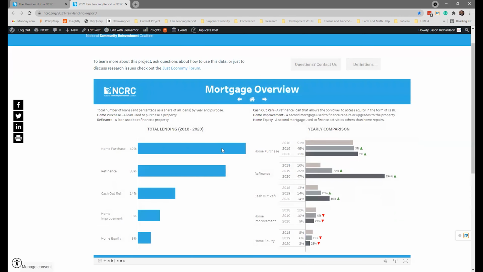Next, we're looking at the mortgage overview. This gives us a look at the mortgage lending between 2018 and 2020. How many loans were made in this area? How many of them are home purchase or refinance loans? And then it gives you a breakdown of year over year, showing you how much lending was made for each loan purpose. If you hover over any of the data in this report or click on things, a lot of times it's going to show you additional data.